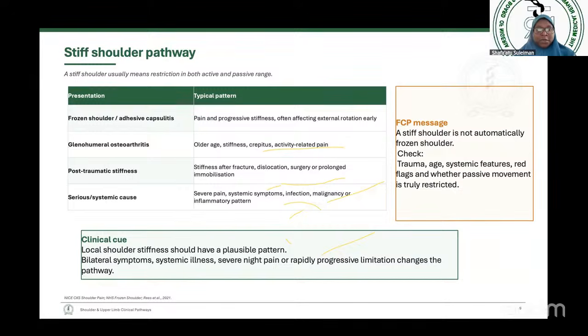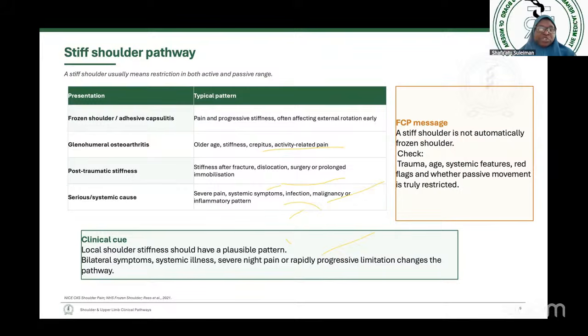The age of the individual: if the individual is aged, then we start thinking towards osteoarthritic changes. And then if there are systemic features and any other red flags, and whether their passive movement is truly restricted. So it's not only that the patient cannot move it, but as a physio, we do the movement as well, passively. Feel the end feel: is it a normal one? Is there any change in that aspect? Is there any crepitation? That will give us a feel of what is really happening.